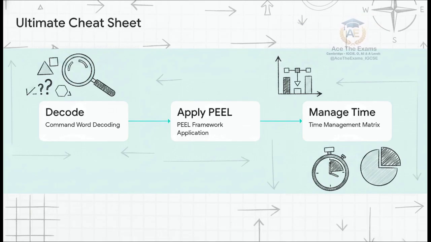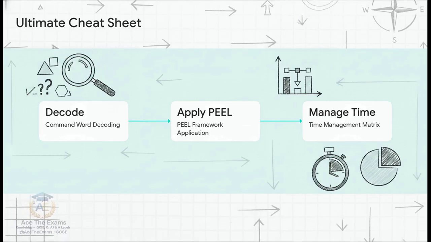Rule number 2, peel framework application. Make your point, show the mathematical evidence, explain the technical step, and link it firmly back to the question context. Rule number 3, the time management matrix. This is huge. Do not spend 10 minutes on a simple 2-mark displacement calculation, leaving you 0 time for the 8-mark evaluation at the end of the paper.